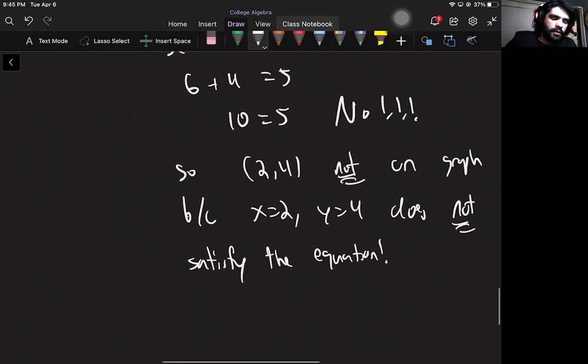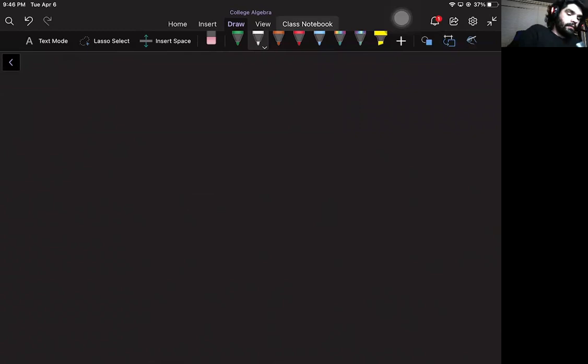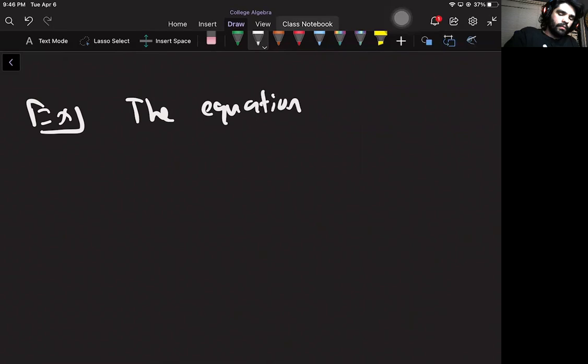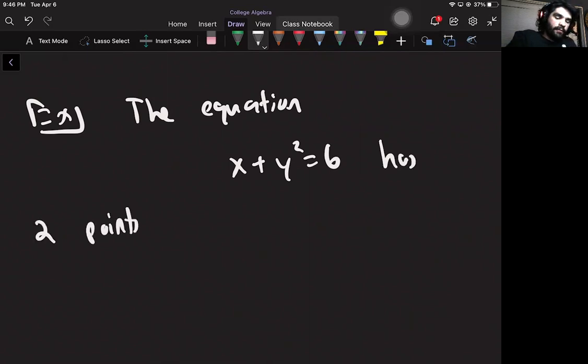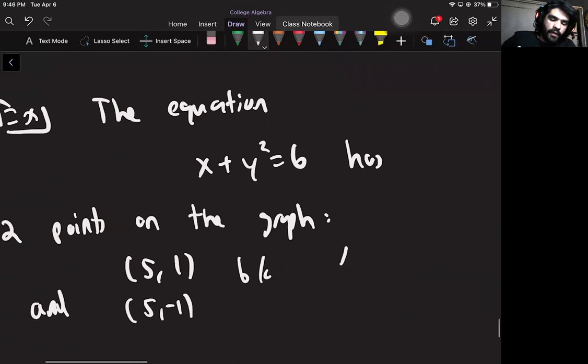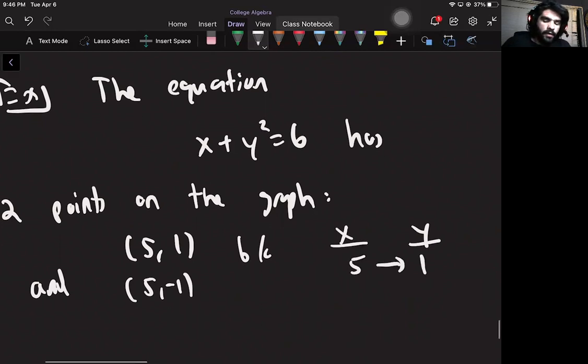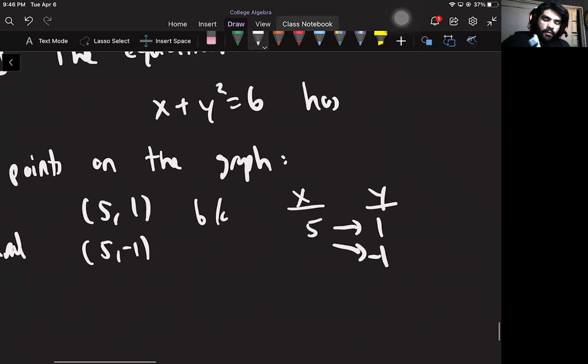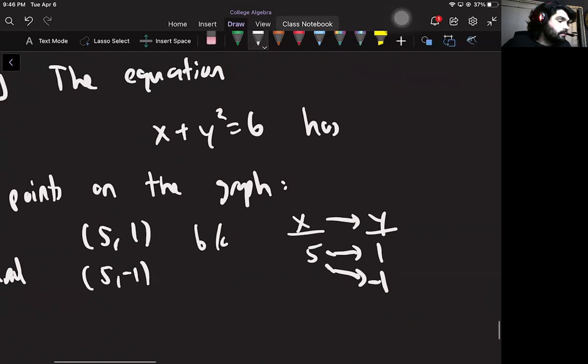So let's do another example using our other equation that we already sort of worked with a bit. The equation x plus y squared equals 6 has 2 points for sure on the graph. If you check your work from earlier in these notes, it's got to have 5 comma 1 and 5 comma negative 1, because earlier we already showed that this assignment happens. If I plug in x for 5, I'll get 1, but I'll also get negative 1. So I have this sort of double arrow coming out of 5 if I draw it in this way. X is turning into both 1 and negative 1, and that's what we showed earlier.